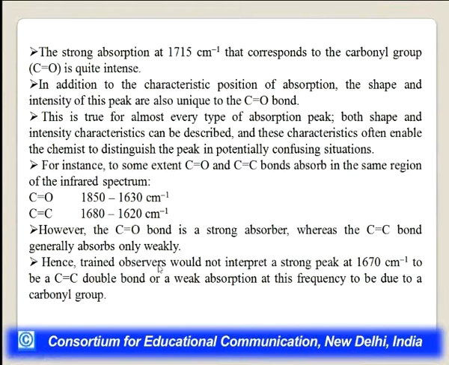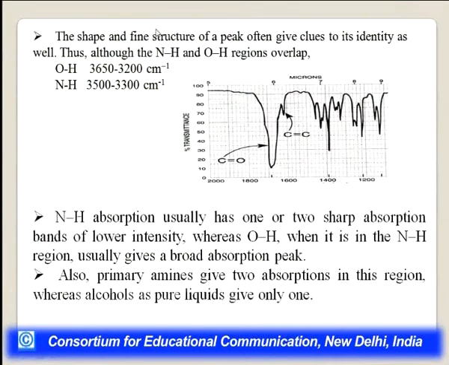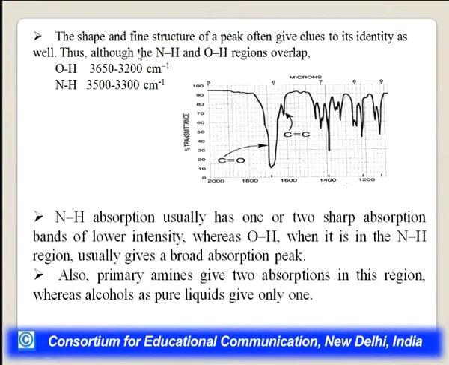Hence, trained observers would not interpret a strong peak at 60-70 cm as a carbon double bond carbon. Rather, it will be interpreted as being for a carbonyl compound and not for a carbon double bond carbon bond. The shape and the fine structure of a peak often give clues to its identity as well.